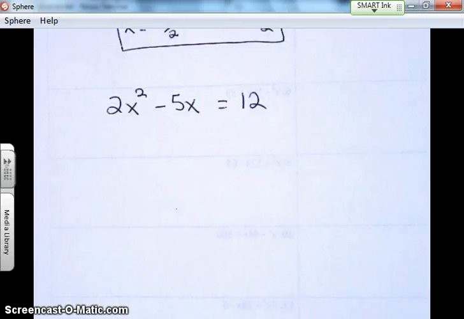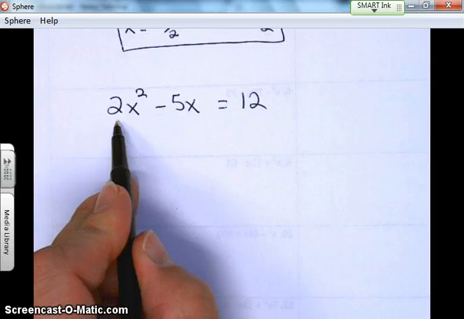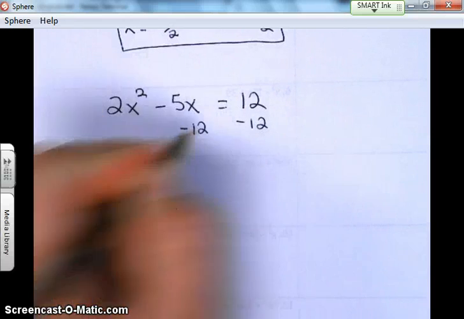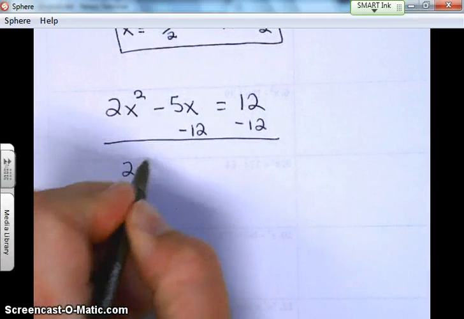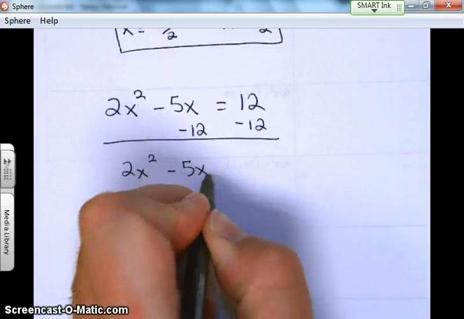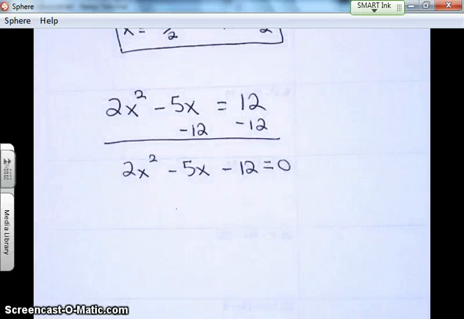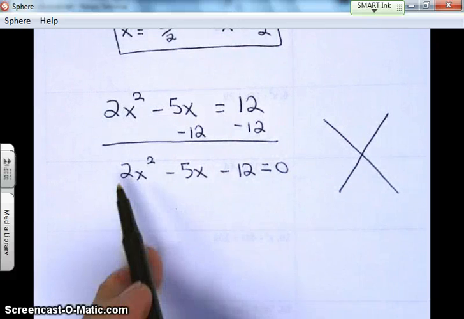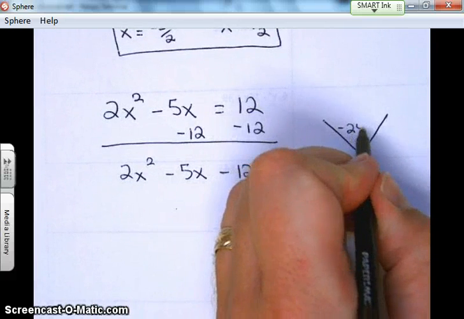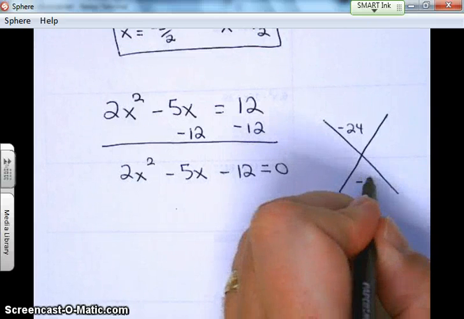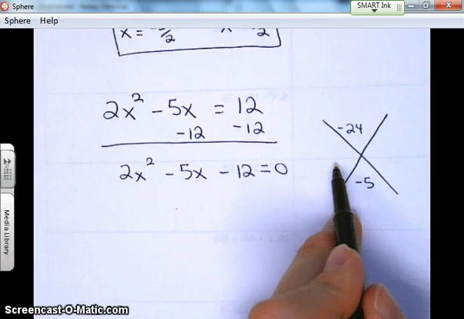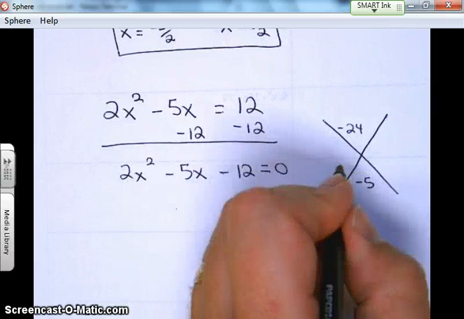Okay, example 2, solving by factoring. First thing we want to do is set the equation equal to 0. Then we want to factor this. So I suggest using the x factor here, multiplying a times c. And the b value goes on the bottom. And so 8 times 3 is 24. And 8 and 3 can get us to 5.